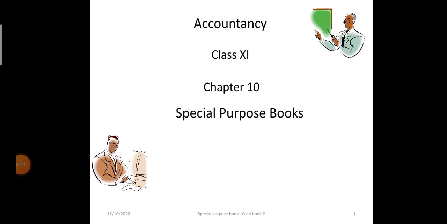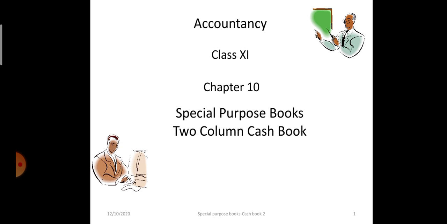This is the second video relating to chapter 10, special purpose books. In video 1 we had discussed single column cash book. In this video today we will be discussing double column cash book, or two column cash book.